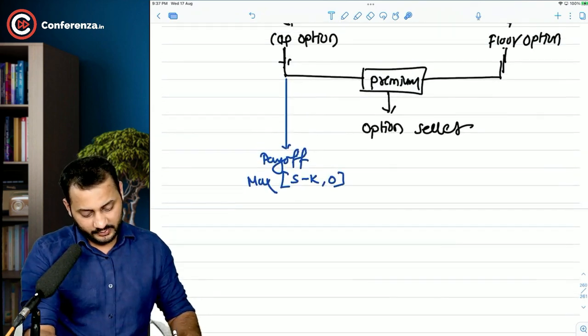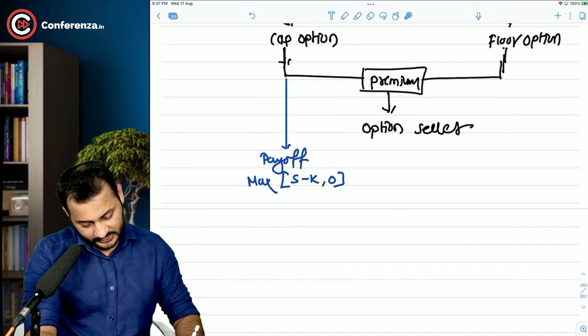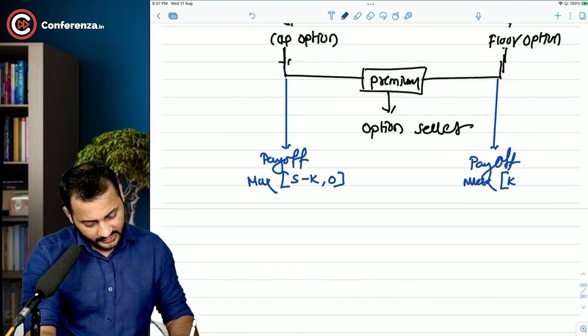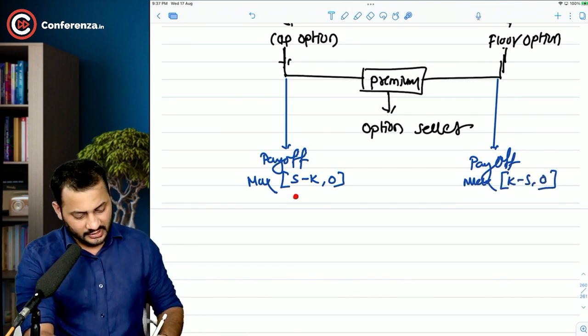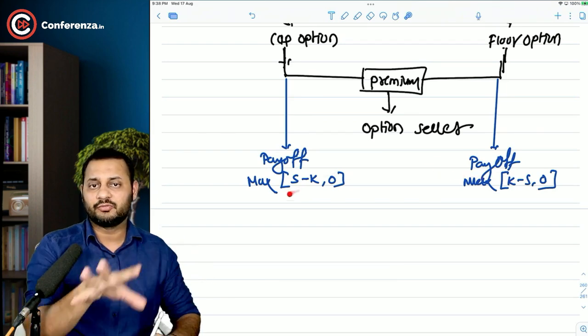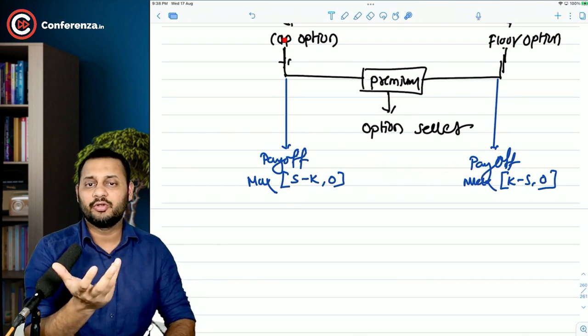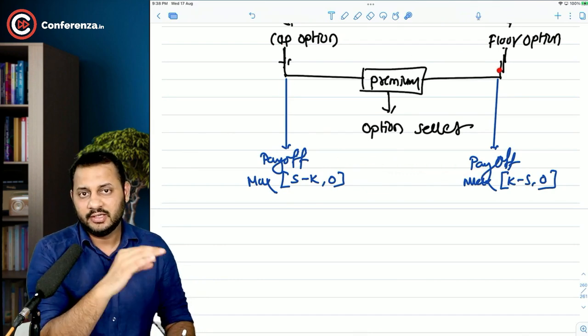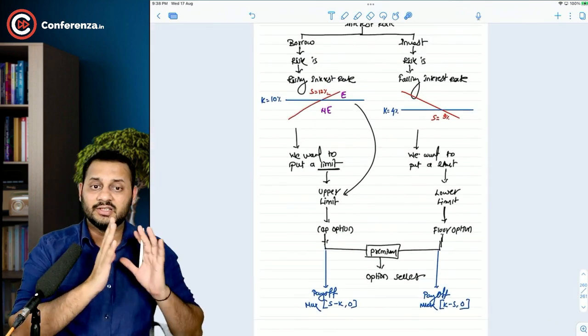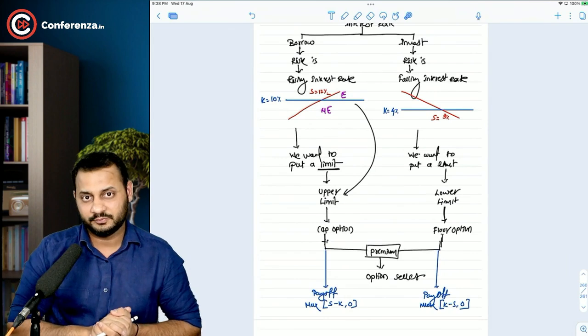That's it. So what will be the payoff in case of floor option? Let me just write it down. It will be maximum of K minus S or 0. It's simple. Same was the payoff formula for call and put option. For call and put option, instead of call and put, you have cap and floor option. Exactly same. Do you get that? To sum up, this is the only thing that you need to learn.